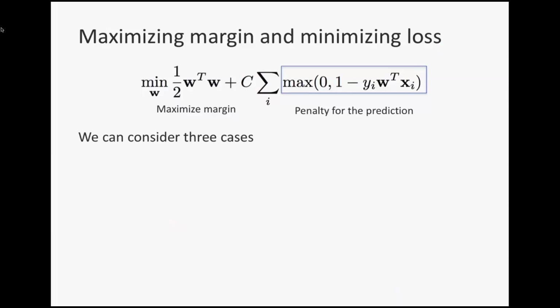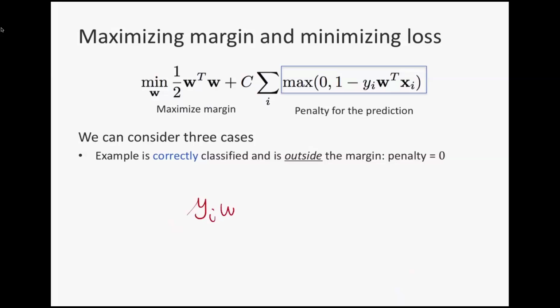Let's look at three cases here. Case number one is, let's say the example is correctly classified by this weight vector. Imagine that we are sitting on a certain weight vector and we would like to know how good it is. So this weight vector perfectly classifies an example, and not only that, it also puts it outside the margin. That means for that example, yi w transpose xi is greater than or equal to 1 by definition. That means 1 minus yi w transpose xi is less than or equal to 0. The max of 0 and a negative number is 0. So the penalty for making a prediction on a correctly classified example that's outside the margin is exactly 0.